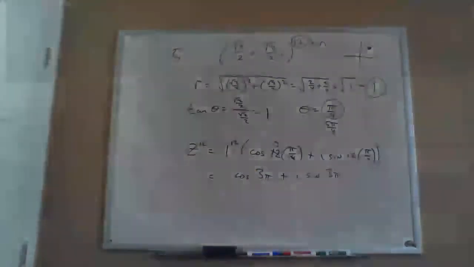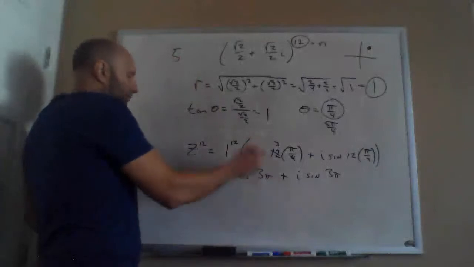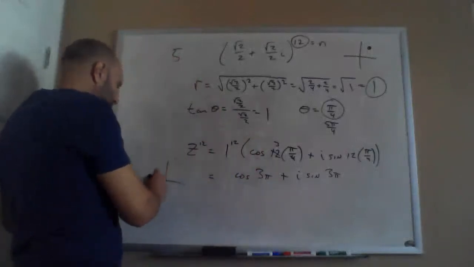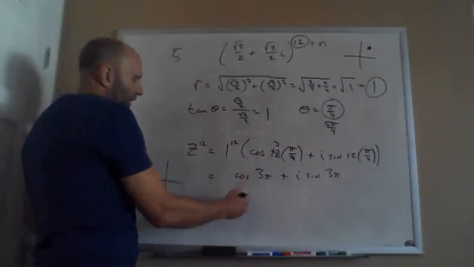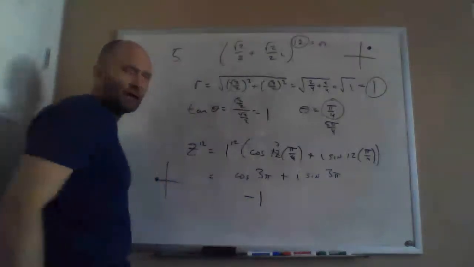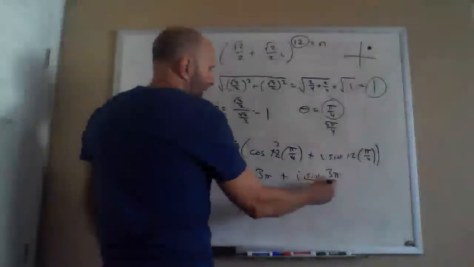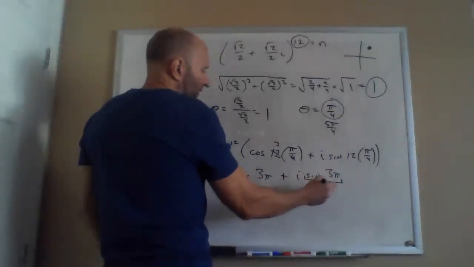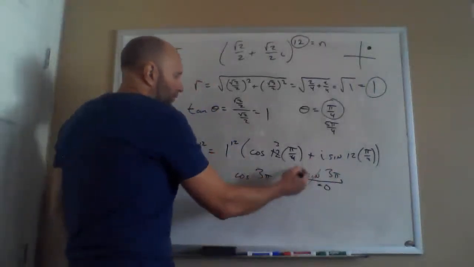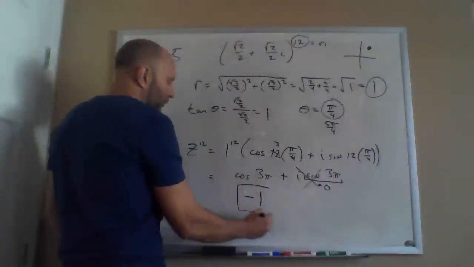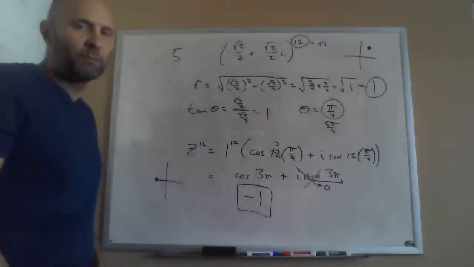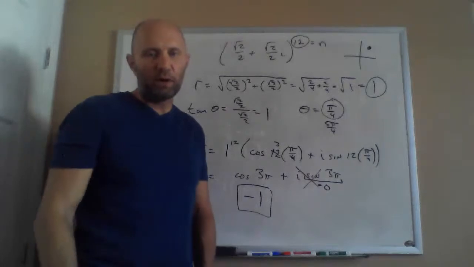So cosine of 3 pi. Well, 3 pi, if you remember, puts us over on the left. And cosine of 3 pi then is what? It's -1. And then sine of 3 pi is what? Well, that's equal to 0. So this whole term is equal to 0. So your answer for this one would simply be -1.